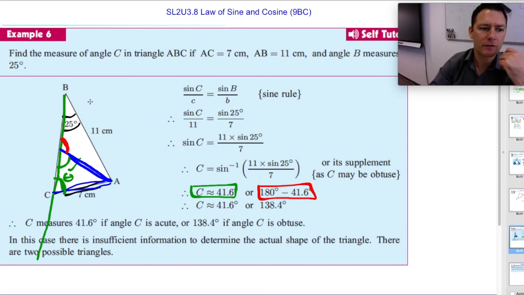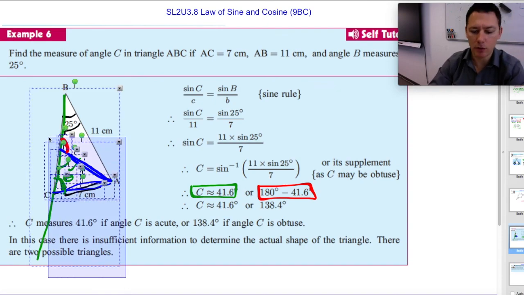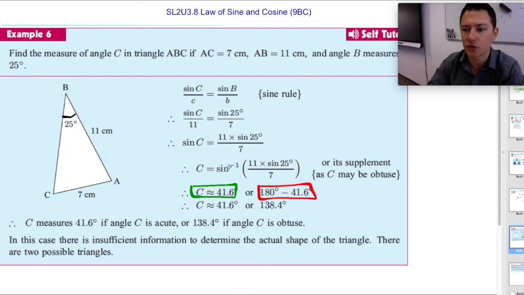So the ambiguous case is whenever you have that angle across from the smaller of the two sides. You're going to have to do this subtraction piece.